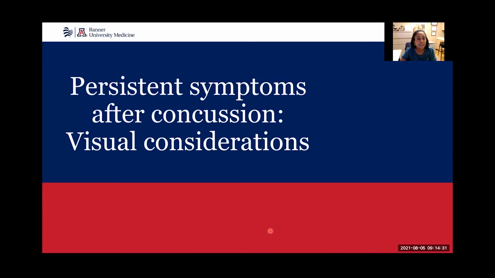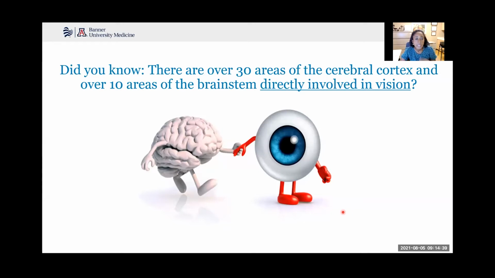So identifying persistent symptoms after concussion, looking at the visual considerations, is going to be the bulk of our conversation today. Did you know that there are over 30 areas of the cerebral cortex and over 10 areas of the brain stem directly involved in vision? I really think this is a great slide. I love this little caricature here. It really plays well into understanding the amount of connection between vision and brain.